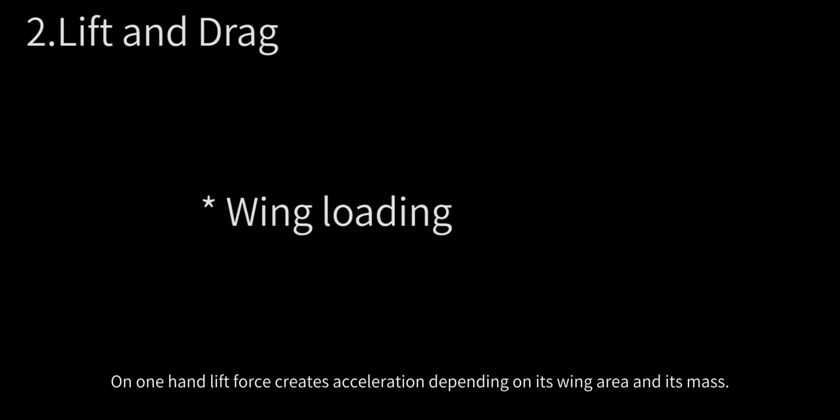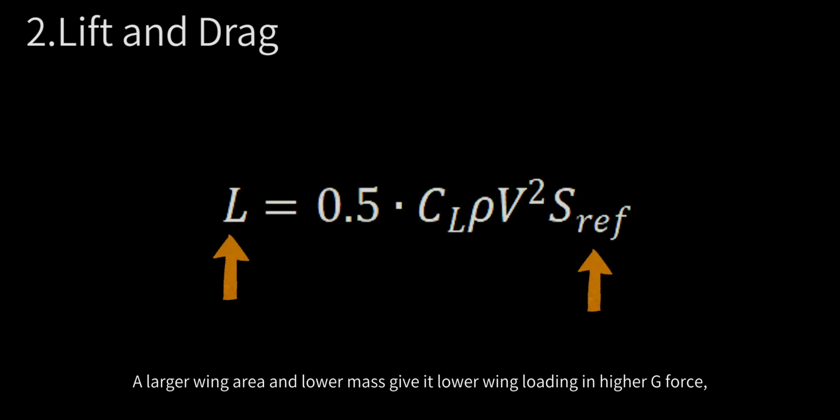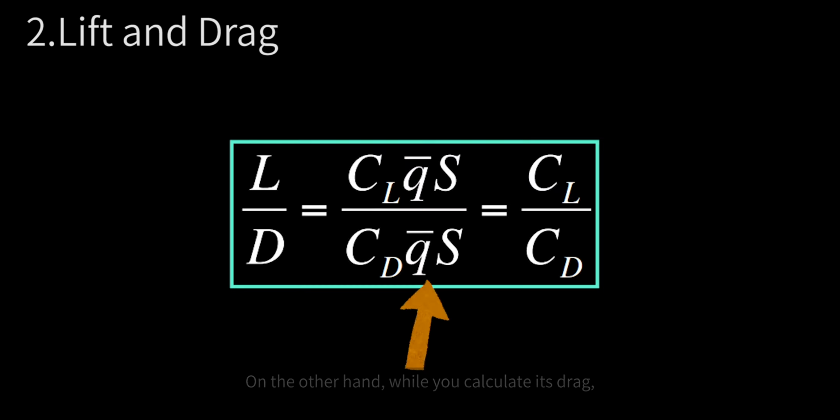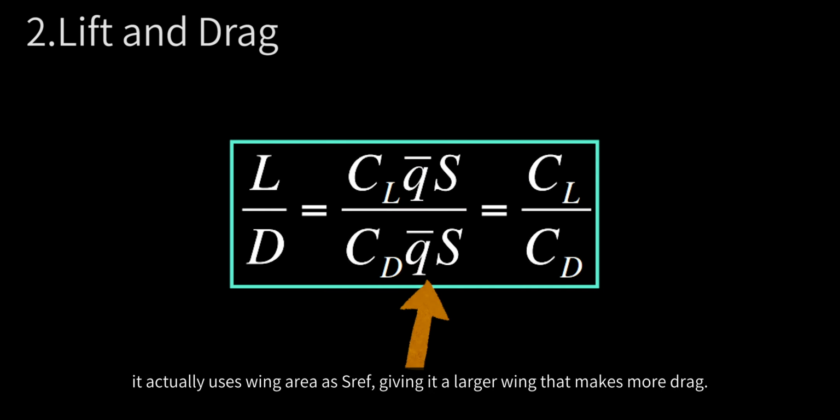Here what I want to do is add more variables, and first of all is wing loading. On one hand, lift force creates acceleration depending on its wing area and its mass. A larger wing area and lower mass give it lower wing loading and higher G-force, making it able to turn around more rapidly. On the other hand, while you calculate its drag, it actually uses wing area as SREF, giving it a larger wing that makes more drag.